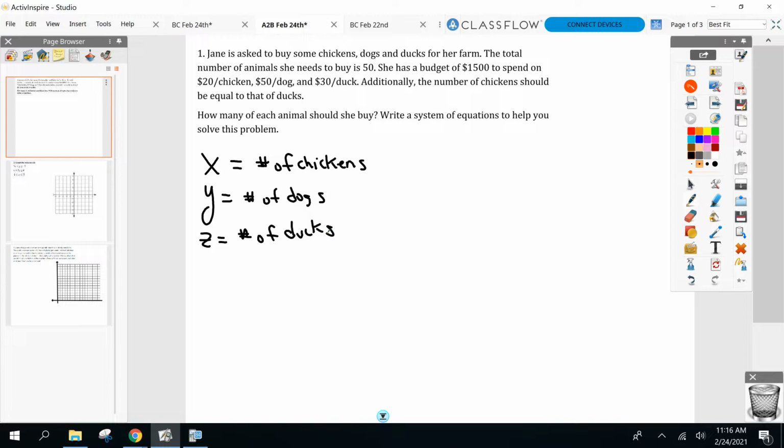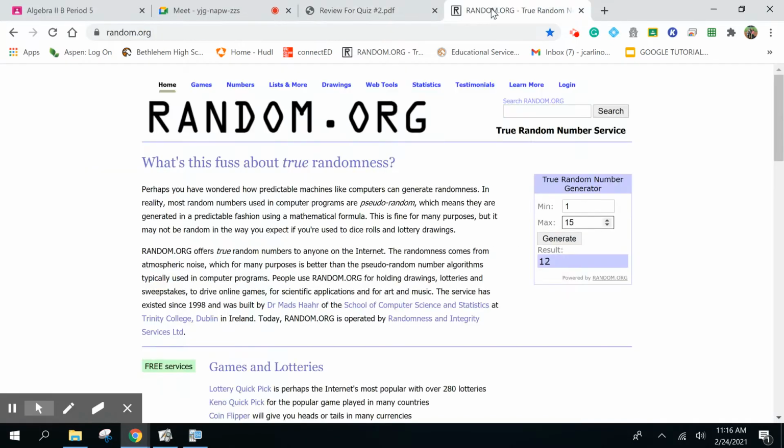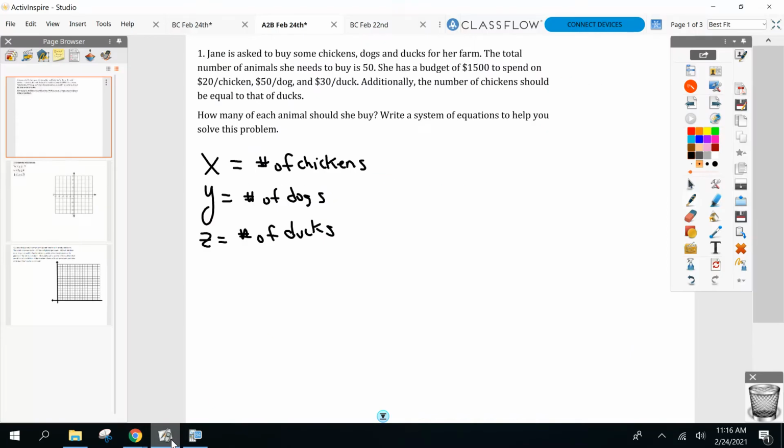All right, you guys ready? First equation I need someone to give me. She needs the total number of animals to be 50. Let's start this show off right. Come on, start us off on a good foot. Total number of animals, 50. What's your equation? Kian, let's go. What's your equation? X plus Y plus Z equals 50. Good start, my man. There you go. X plus Y plus Z equals 50.